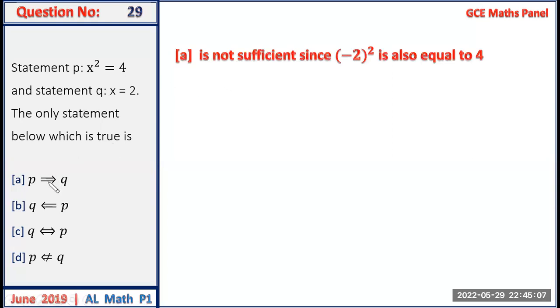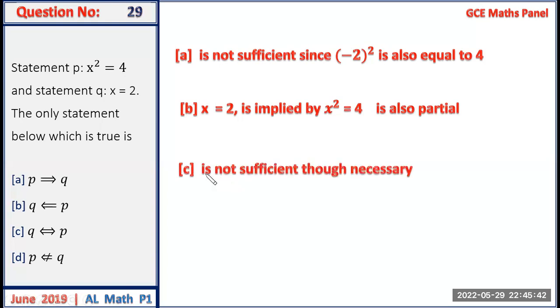So let us look at P implies Q. Whenever we have x squared equals 4, it means that x must be equal to 2. This is not true now because x can also be negative 2. So this is not true. Then B, Q is implied by P. So whenever we have x equals 2, then it means that x squared is equal to 4, but it's also partial because -2 is equally another one.